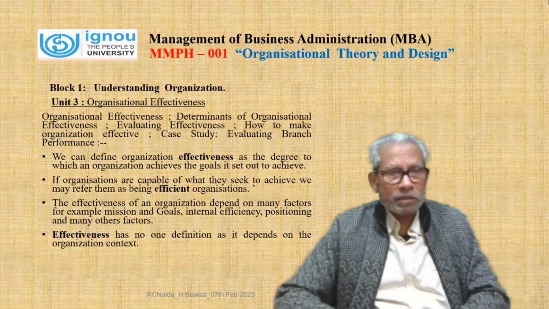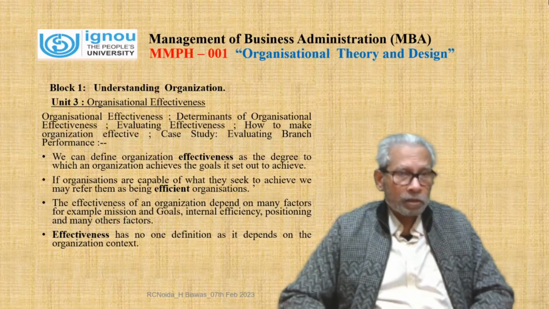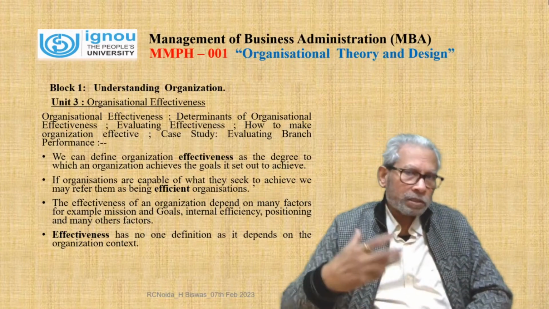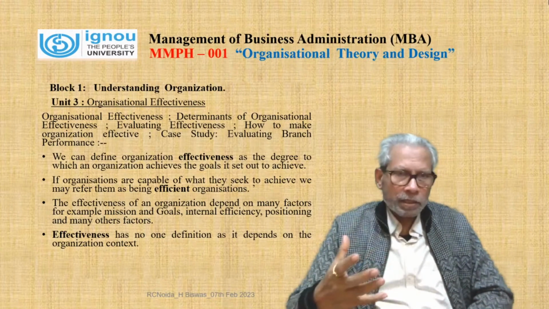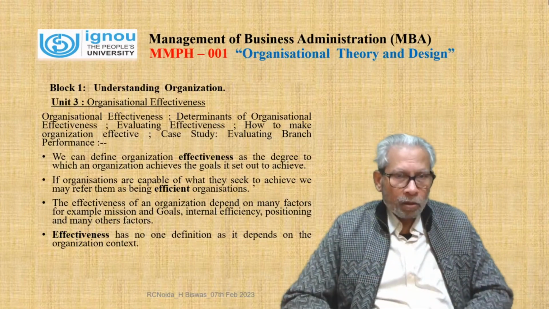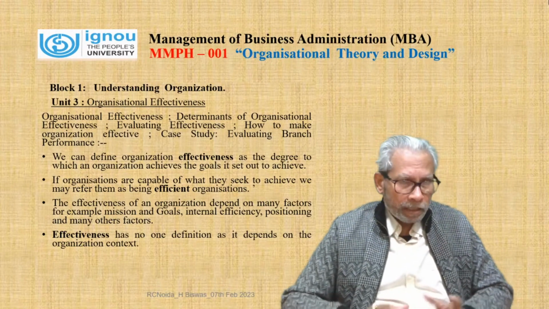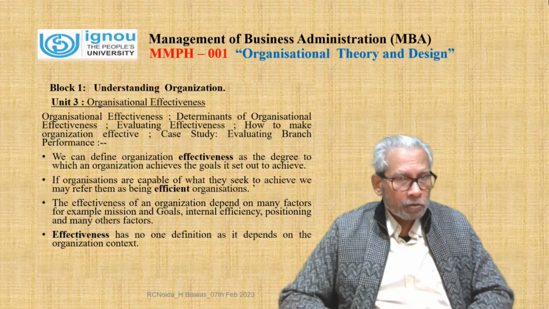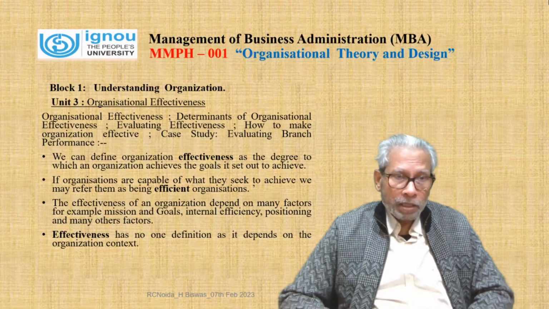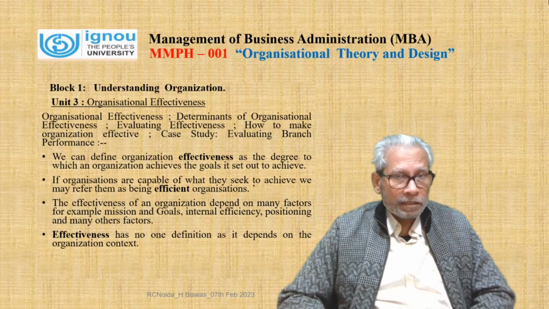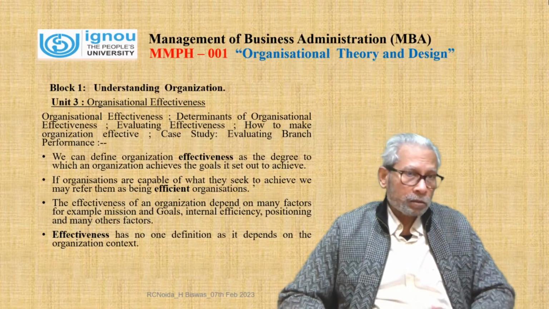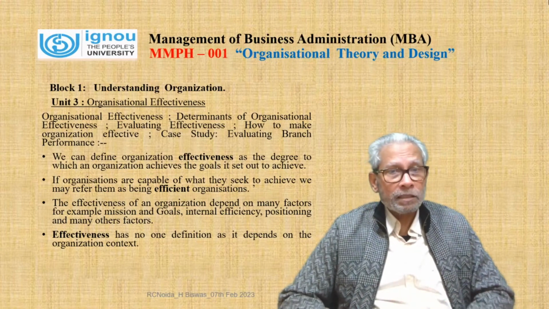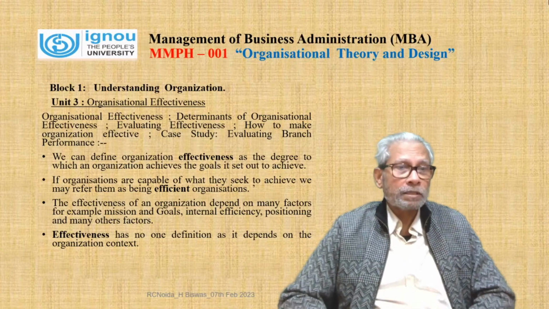So we can define organizational effectiveness as the degree to which an organization achieves its goals. How much it has set as goals and how much has now been achieved. That part we can call effectiveness. Efficiency is different. Here I have highlighted on the board the effectiveness and the efficiency. They are two totally different things. Organizations that are capable of what they seek to achieve may be referred to as efficient organizations. But effectiveness is totally different. It is the total organization's capacity.